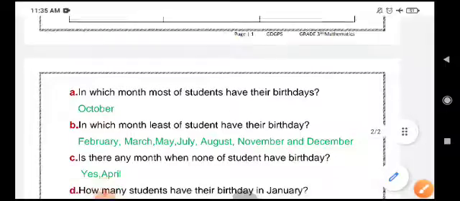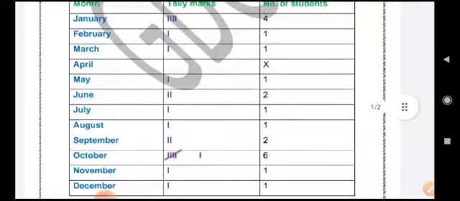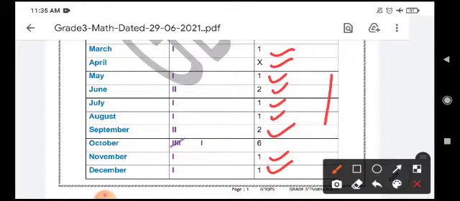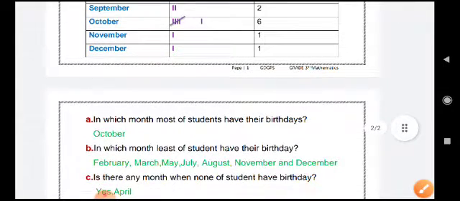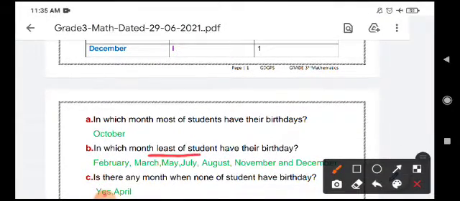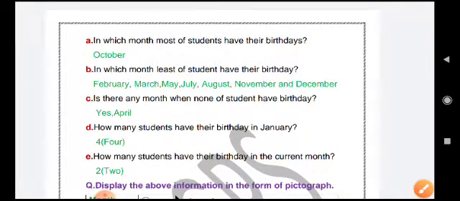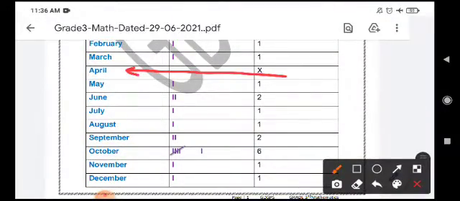In which month least of the students have their birthdays? So we are going to get the smallest numbers, and these are 1, 1, 2, 1, 1, 2, 1, 1 and 0. So you will write March, April, May, June, July, August, September, November and December. So in these months, least of the students have their birthdays. Is there any month where none of the students have a birthday? Yes, the month of April, where no one is having a birthday.